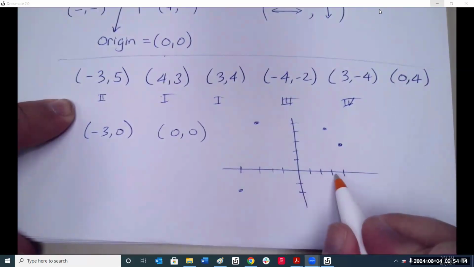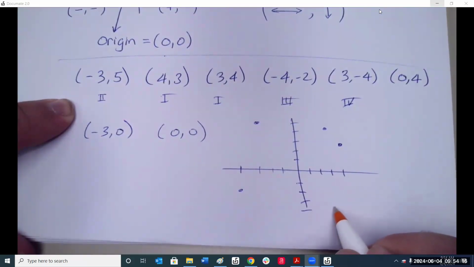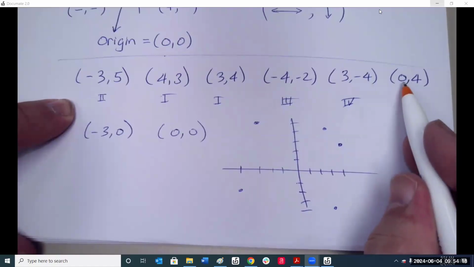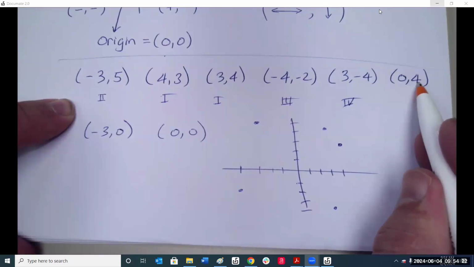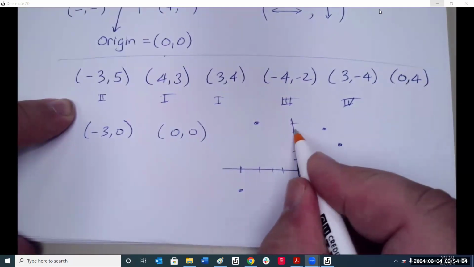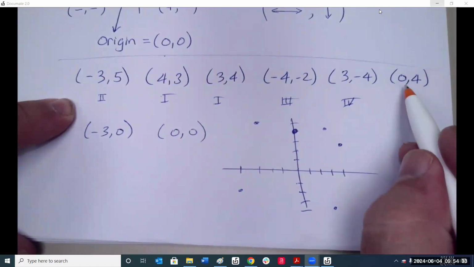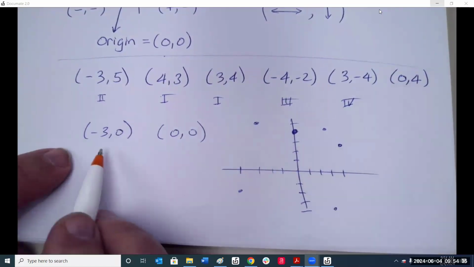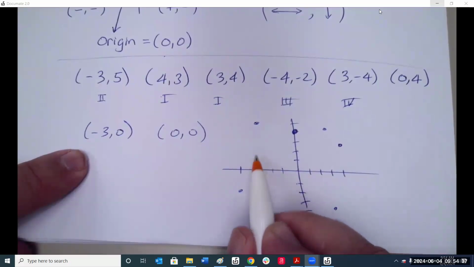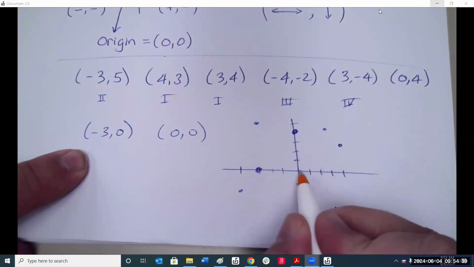3, down 4. But this one says, how would it go? Do we go anywhere left and right? Nope, we just go up 4. Those are called intercepts. Those are on the axis themselves. And this one is -3, doesn't go up and down. And this was at the origin.